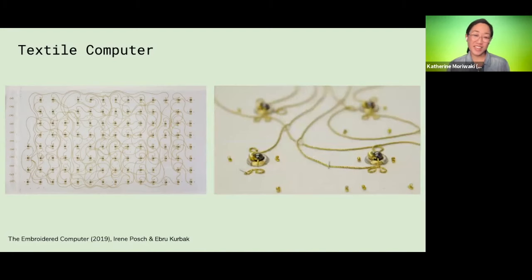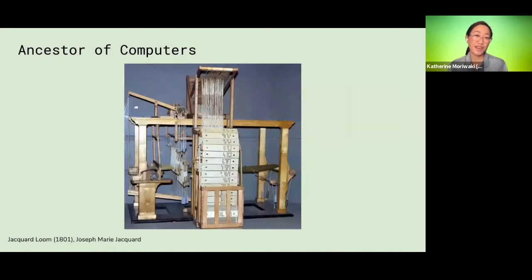And so it's a fascinating project that suggests to us an alternative history of computation and what might have happened had the inspiration for computing via textiles also become the vehicle through which computation was realized and fabricated. And the early ancestor of computing, this is the Jacquard loom by Joseph Marie Jacquard in 1801.